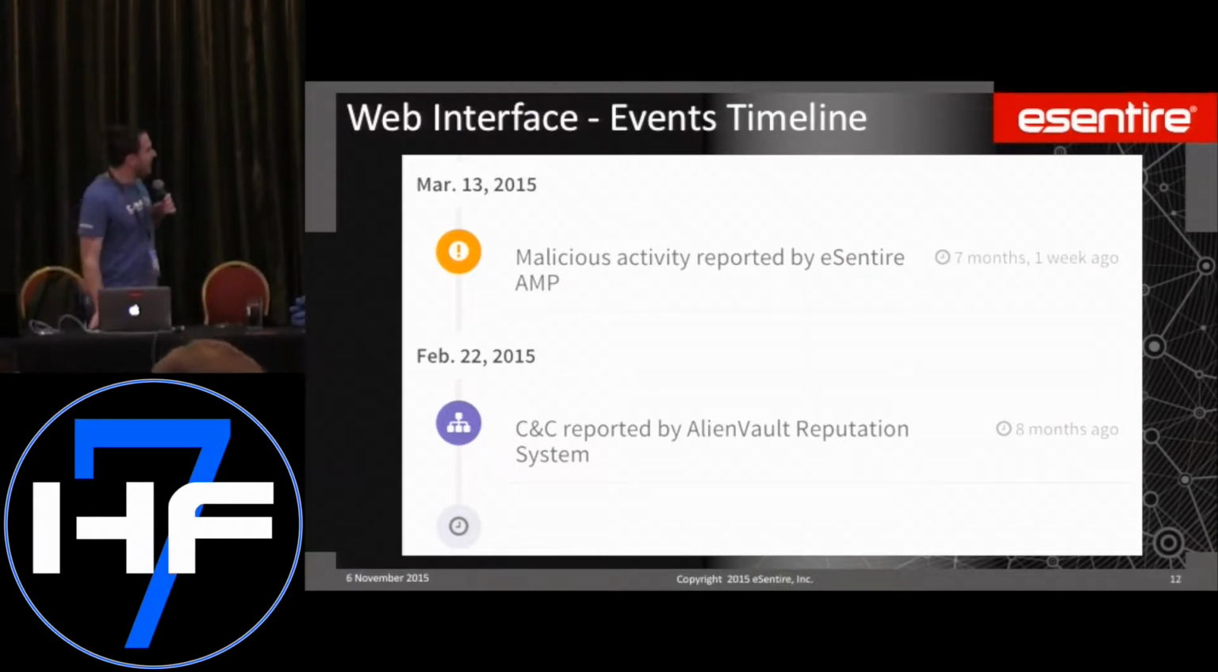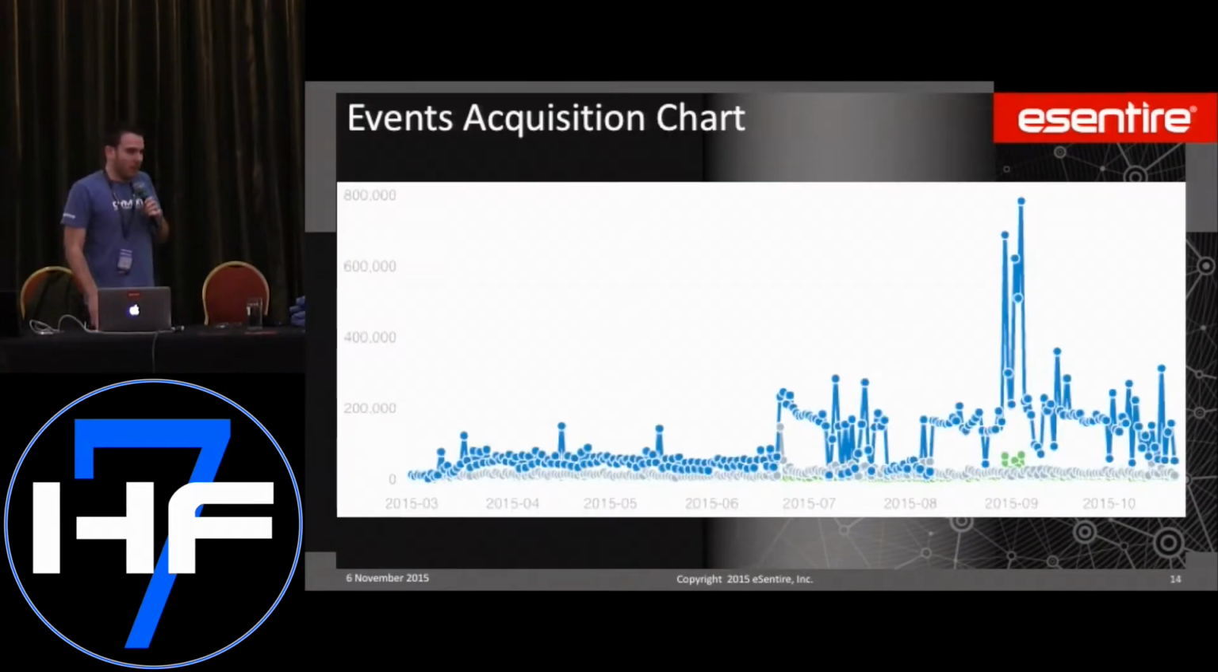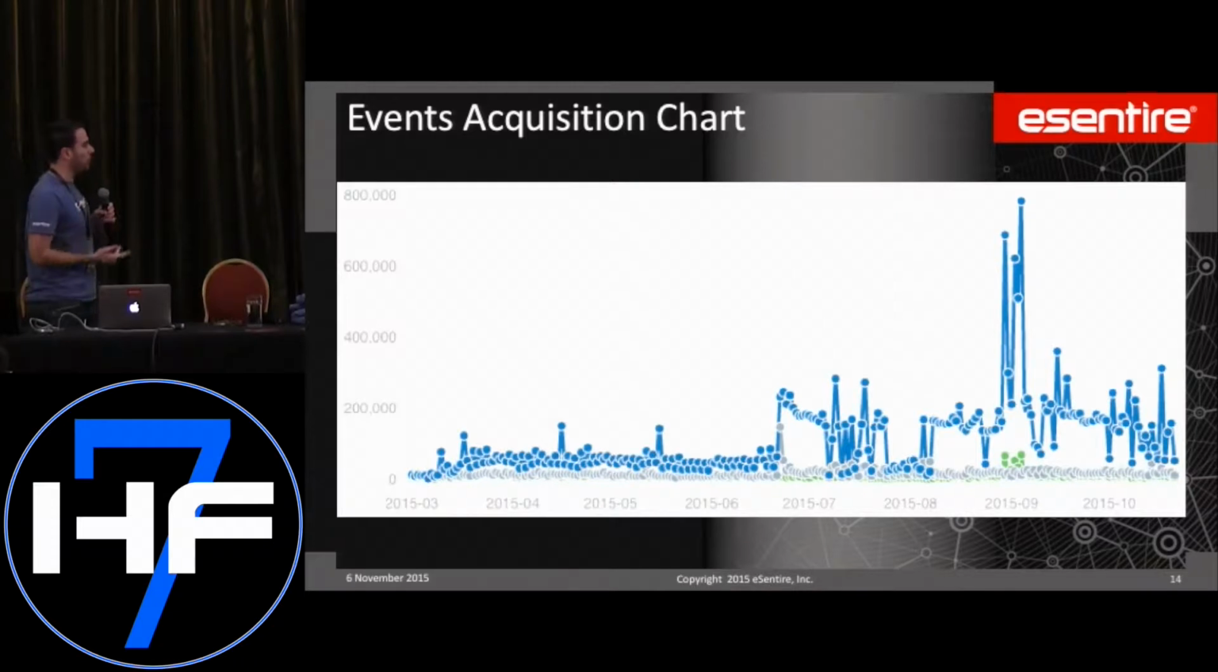Okay, all right. So yeah, this is the events timeline we just saw, and some examples. Now let's look at some cool graphs. So this is the events acquisition graph. When Cymon started running, we had maybe about 10 to 20 different feeds coming into Cymon. And over time, we kept adding more and more sources and improving the system as well.